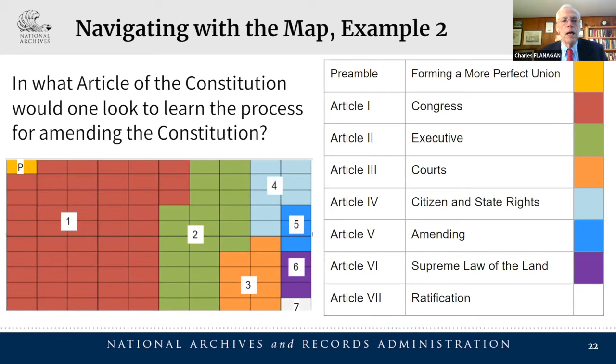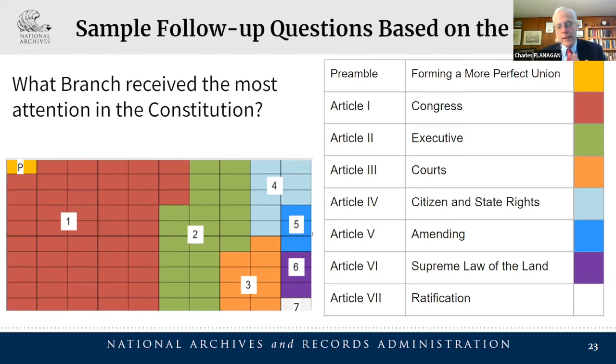Next slide, please. And so now we're getting into less factual questions and maybe a little more interpretive questions. And we ask the question, which branch received the most attention in the Constitution? There are a lot of different ways you can slice this question, but I'm going to let you use the chat box and tell me which branch received the most attention in the Constitution. And of course, you have to think about the word attention. Congress, we hear. Okay, Article 1.